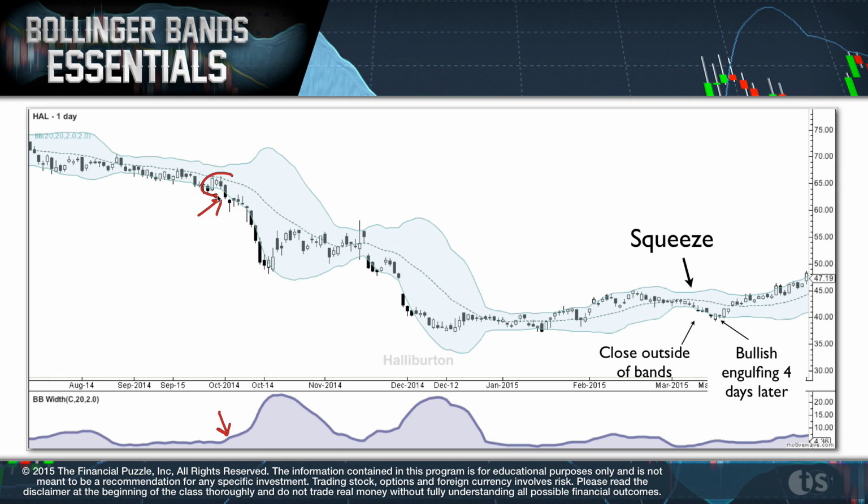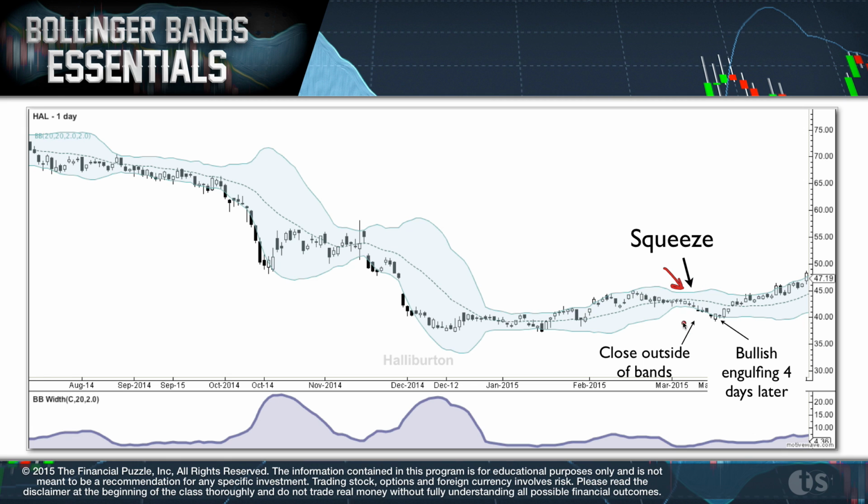But you start to see the closes outside the band here. I don't have the %B on here, so you can't see that. But you still see the closes outside the band. And then once this move started moving, it was a $65 move down to about $50. So there's about $15 per share move. But that's not the one I wanted to show you. The one I wanted to show you is the head fake on the right side over here.